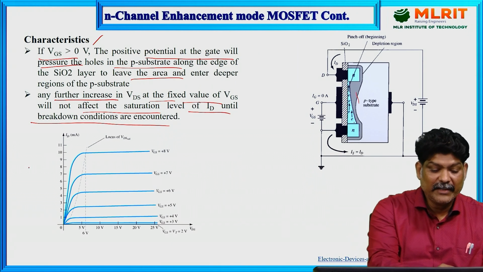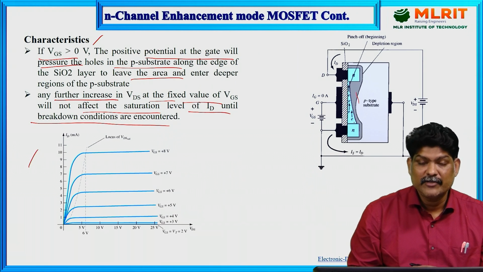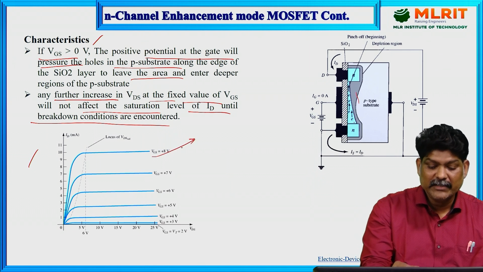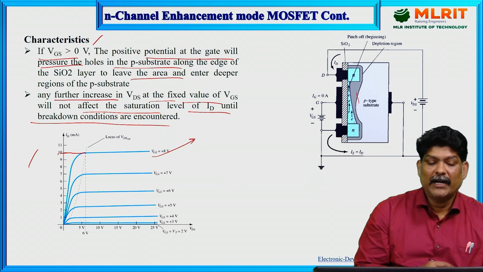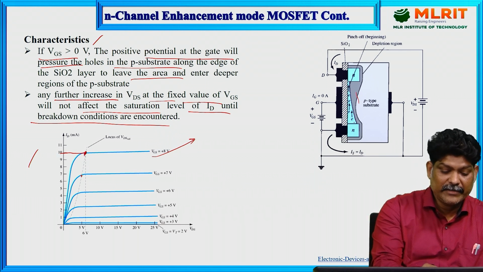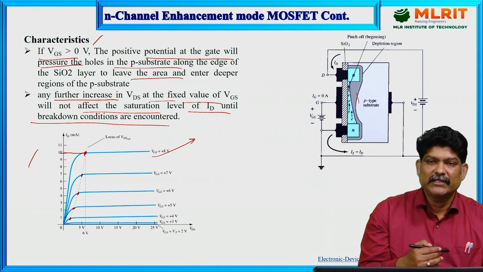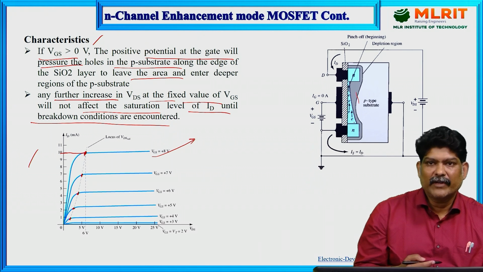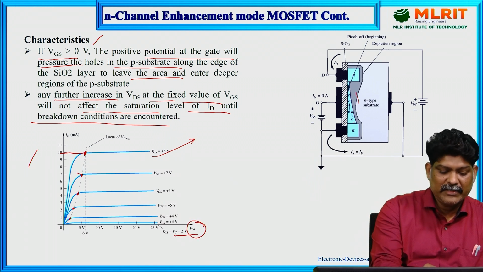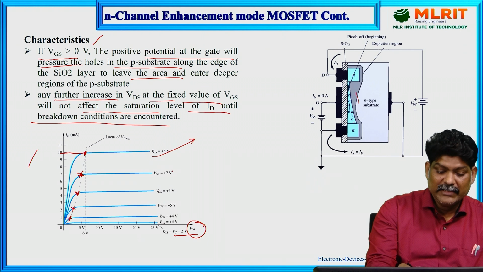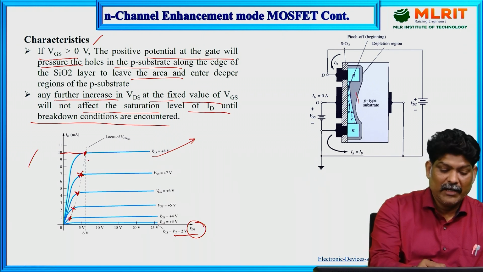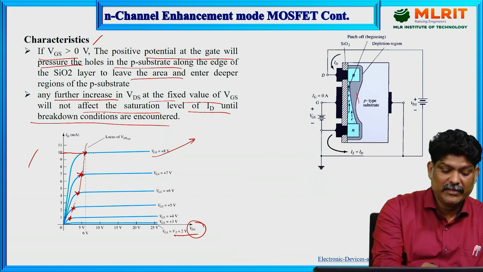If you observe the VI characteristics of this N-channel enhancement mode MOSFET, see here, if a positive voltage is given, correspondingly the ID increases. If you decrease the gate to source positive voltage, then obviously the pinch off condition occurs early in VDS. So this is the pinch off condition. When VGS decreases, the pinch off condition occurs early, and this forms, you can observe, the locus of the VDS set.